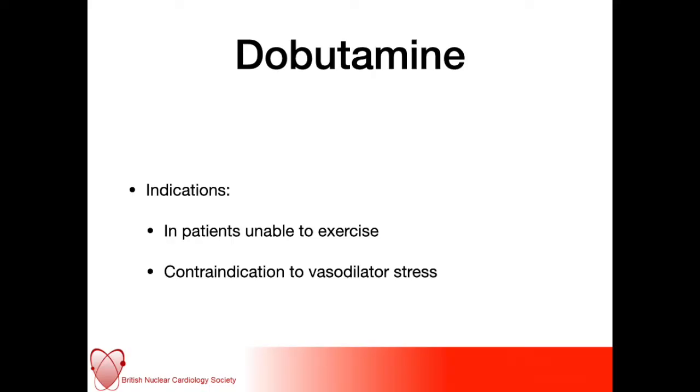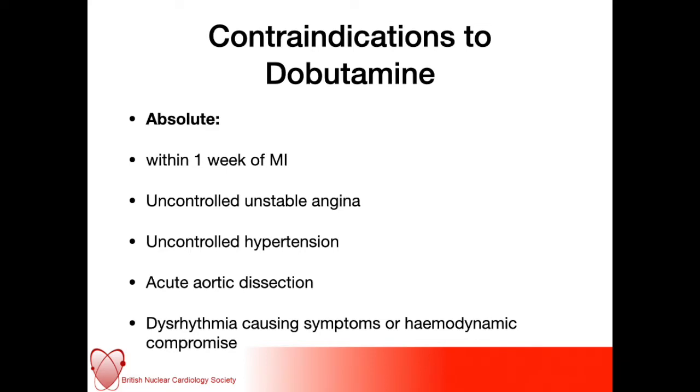If a patient can't receive adenosine, then dobutamine is your next alternative. Again, consider dobutamine for patients unable to exercise, and if they have a contraindication to vasodilator stress. The contraindications to this are a patient within 1 week of a myocardial infarction. Do they have uncontrolled unstable angina, uncontrolled hypertension? Do they have aortic dissection or a dysrhythmia, which will cause them some sort of hemodynamic or symptomatic compromise?